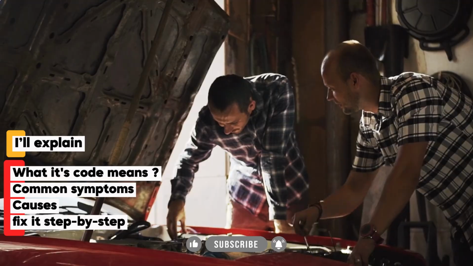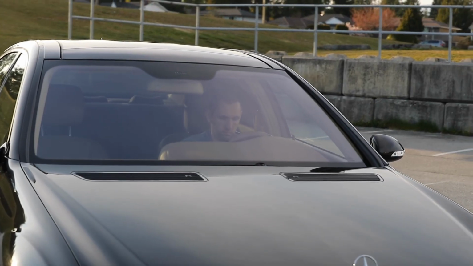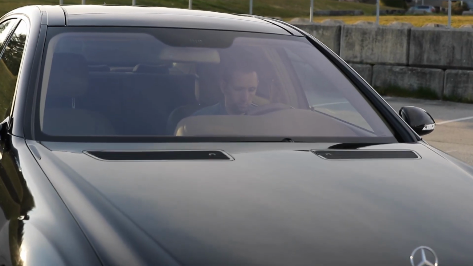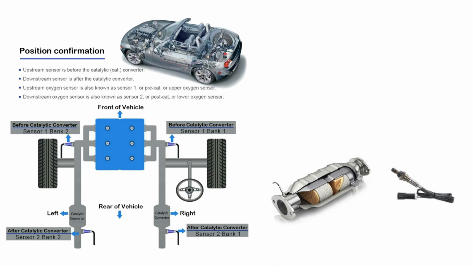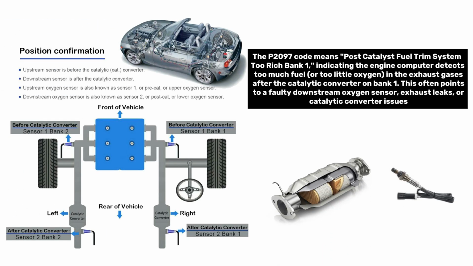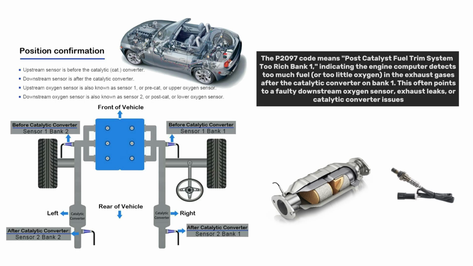The P2099 code means post-catalyst fuel trim system too rich, bank 2. In simple terms, the engine control module has detected that the air-fuel mixture after the catalytic converter on bank 2 contains too much fuel and not enough air. This usually indicates a problem with the oxygen sensor, fuel system, or air intake system.